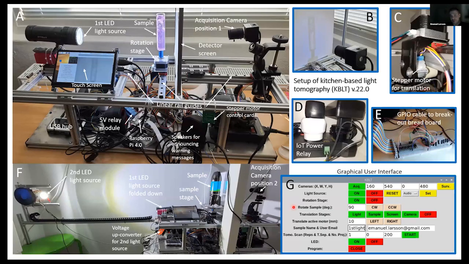Here is an updated version of the scanner. In the lower left corner, you can see that I have added a second LED light source, because I want an even broader light. This one I can use to scan even taller samples, while this one is more beneficial when scanning smaller samples. This one gives a so-called cone beam effect, while this one has more parallel light.